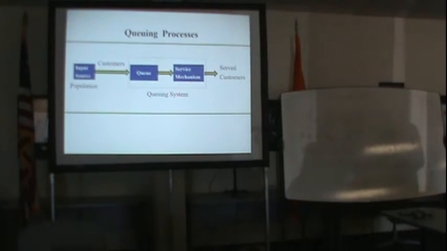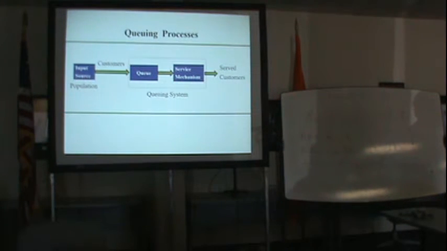And then you go into the service mechanism. There are many things regarding this process. For example, there is something called the discipline of the process. That's the rule that they follow to take people from the queue into the service mechanism. One is, for example, first in, first out. That seems to be the fair one, but sometimes it's first in, last out, and so on. So there are a lot of things, service disciplines, we call them.